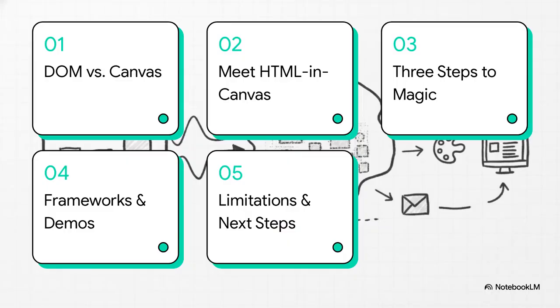Real quick, here's our roadmap for today's explainer. First, we'll cover the DOM versus Canvas dilemma. Second, we'll meet the new HTML in Canvas API. Third, we'll walk through 3 steps to magic. Fourth, we'll check out some frameworks and stunning demos. And finally, we'll wrap up with limitations and next steps.